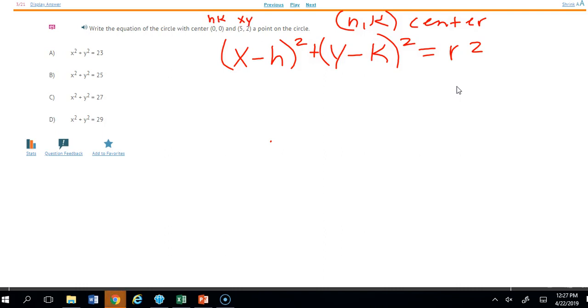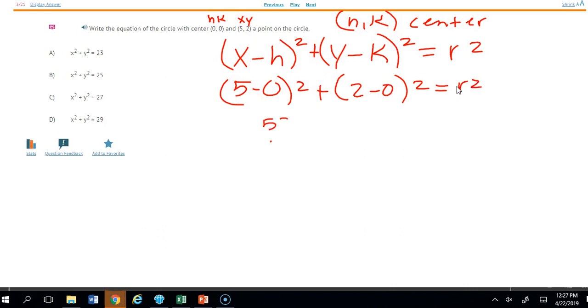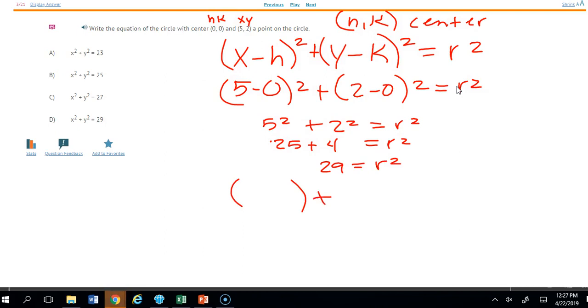So when we do this, go ahead and populate our formula again. So this is going to be (5 minus 0) squared plus (2 minus 0) squared equals r squared. That's 5 squared plus 2 squared equals r squared. That's 25 plus 4 equals r squared. So that's 29 equals r squared. Now we have to put this back in the formula. The only reason why I'm telling you all you need to do this here, because obviously we know that this is our answer right here, because it's the only one that has 29 for r squared.